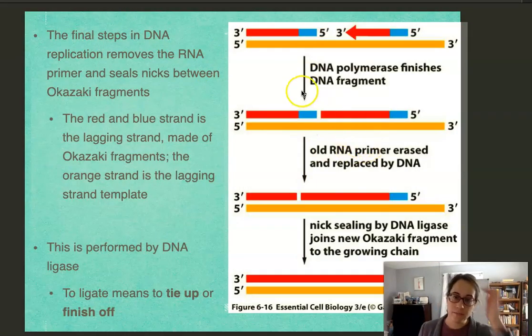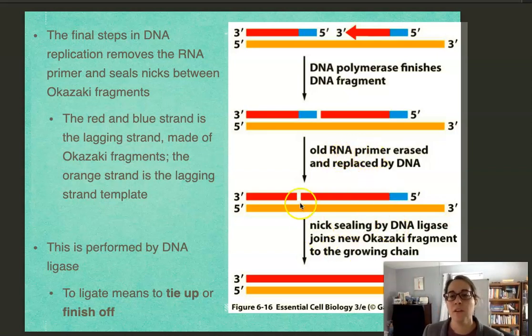So what we see here is the removal of these RNA primers. So here the blue is the primer, and we see that it remains after DNA polymerase finishes a DNA fragment, and the RNA primer is going to be removed. Each nucleotide will be removed. It's going to be replaced by DNA, and this is actually done by a DNA polymerase, but not the same DNA polymerase which does most of the work at the replication fork.